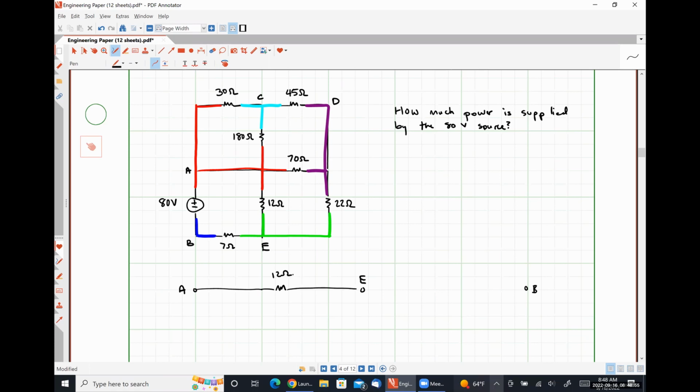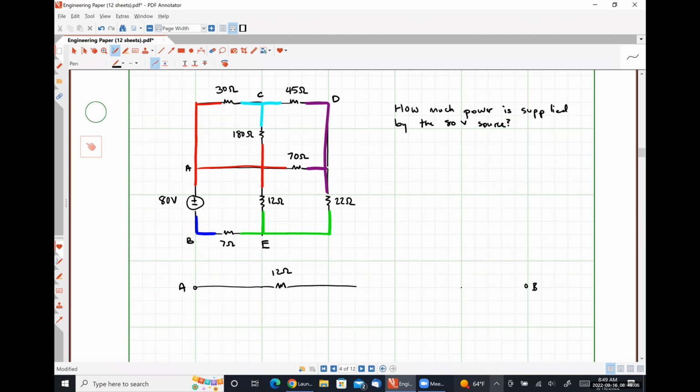And to go from E to B, we go through the 7 ohm resistor. I'm going to move node E to the right here just a little bit because there's only that one path from E to B. And I want to make sure that I have enough room for everything else that I'm going to do. All right. So we've taken care of this guy and this guy.